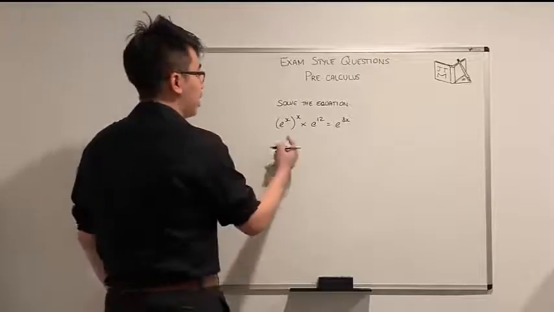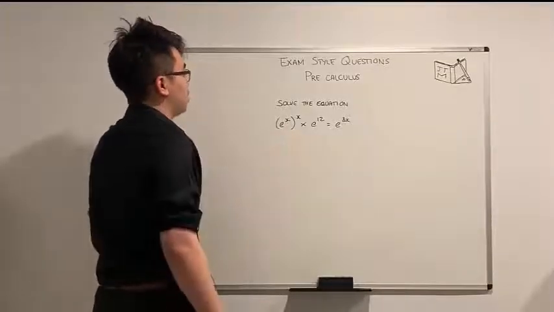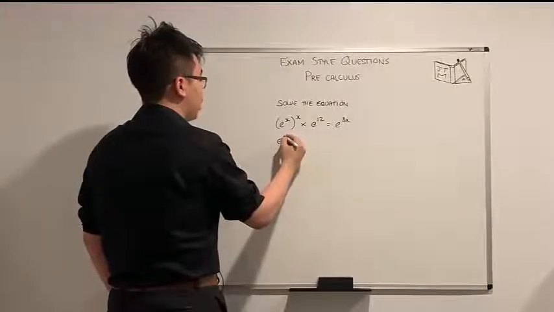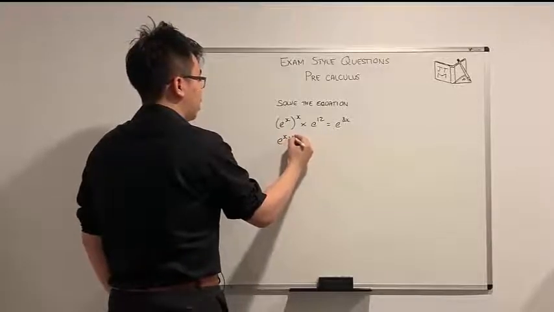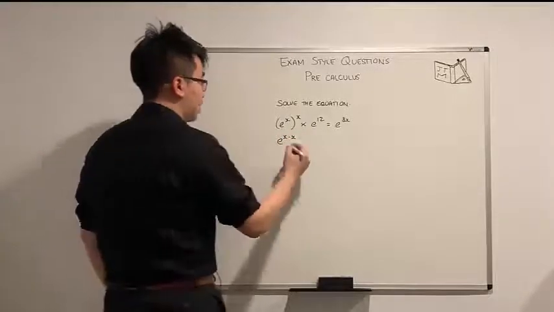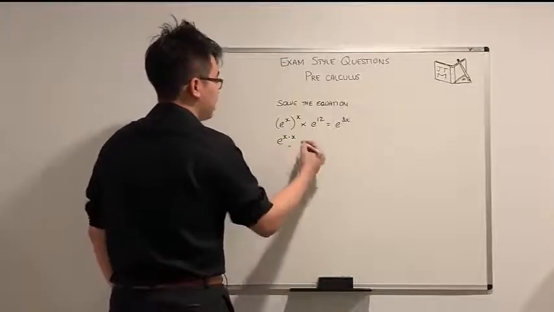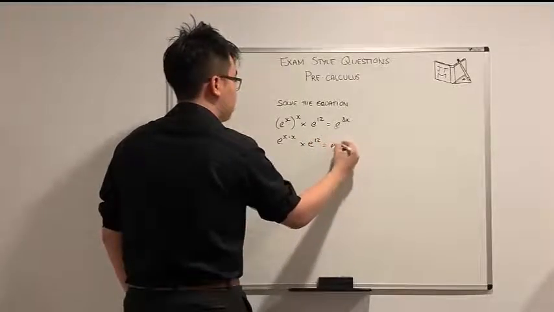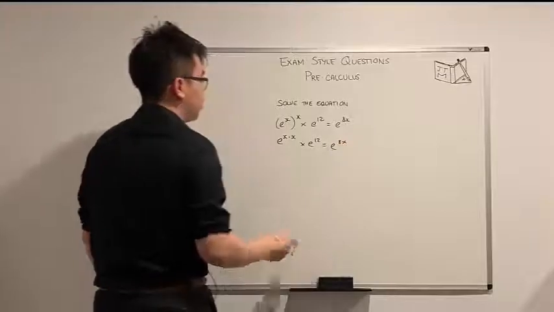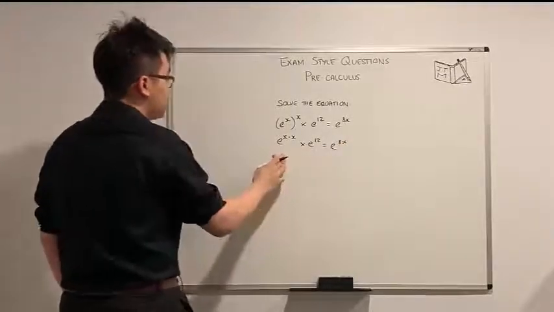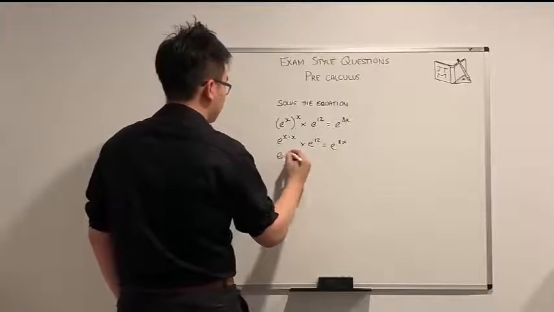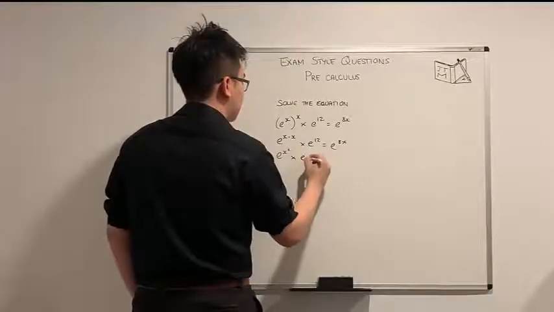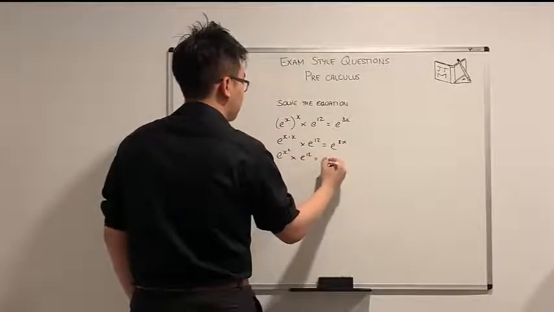Next, I noticed that this e to the x and then to the x again can be simplified, because when you have an exponent that's being raised to another exponent, we can use the law to say that these two exponents can be multiplied together. So we have e to the x times x, and the rest remains the same because there's nothing that can be simplified in these two terms here. So e to the x times x is x squared. So we have e^(x^2) times e^12 equals e^(8x).